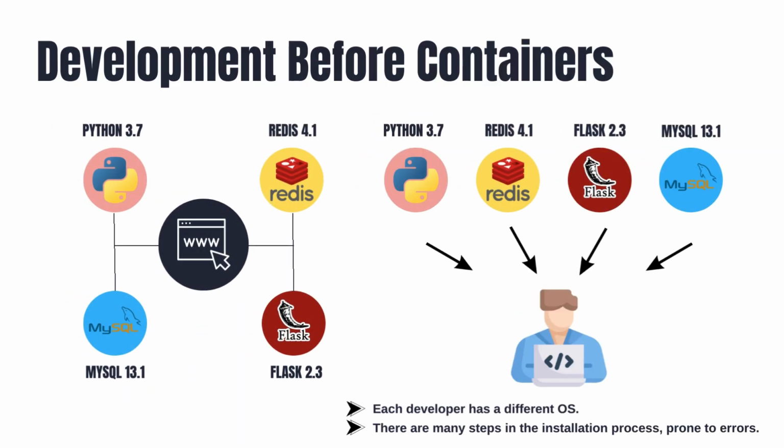Let's say a team is building an application using four services: MySQL 13.1, Python 3.7, Redis 4.1, and Flask 2.3. Before containers, each developer needs to install these services in their own local machine. But there are two main issues here. First, each developer has a different operating system. Some operating systems are not compatible with the services that the application is using.